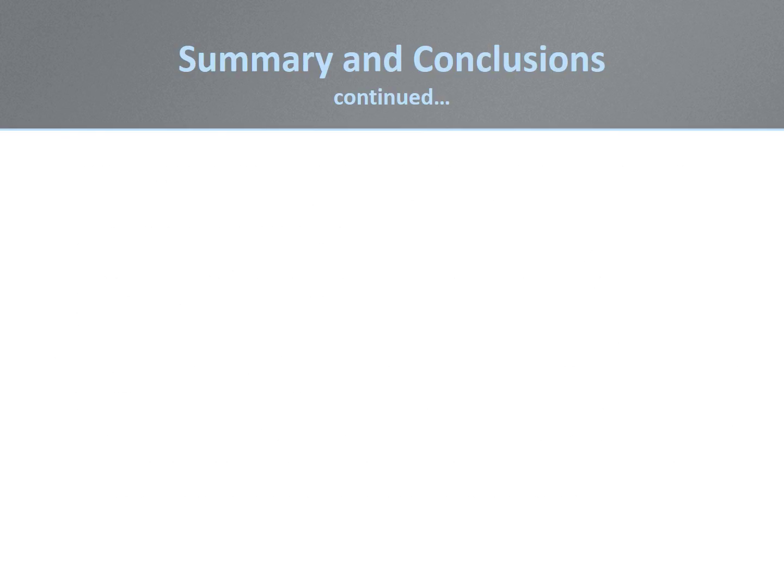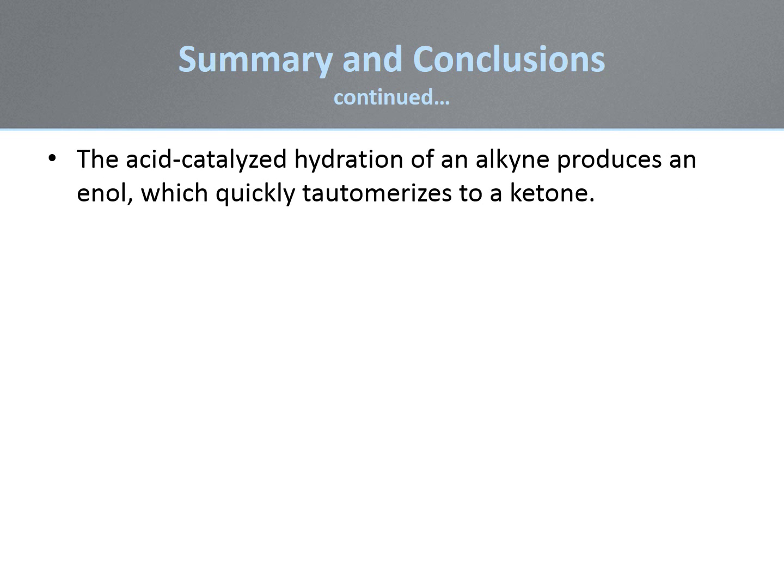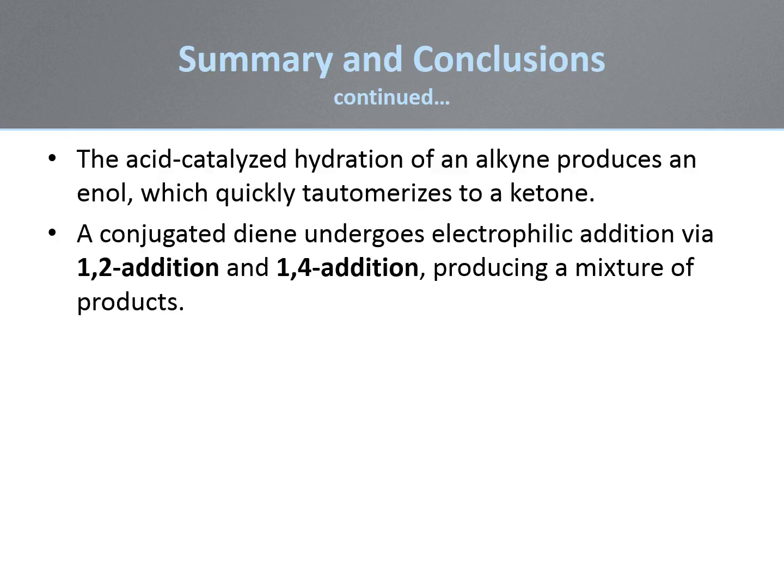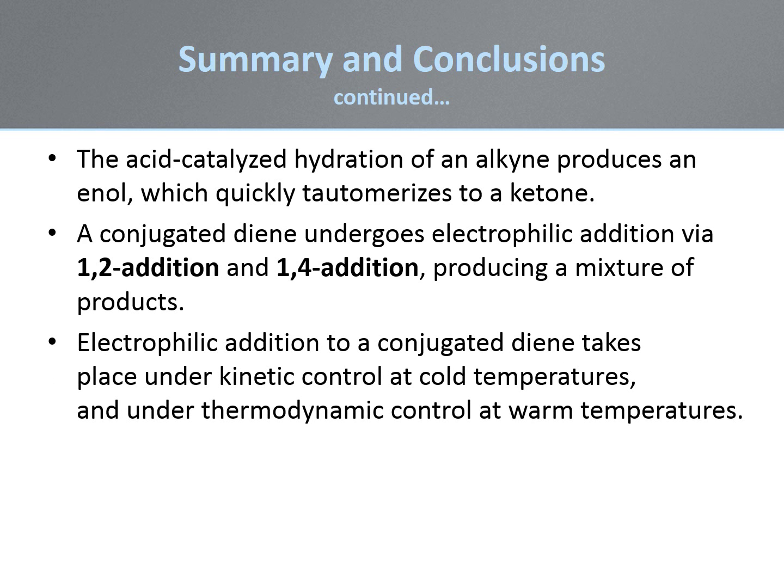Acid-catalyzed hydration of an alkyne leads to an enol. This type of alcohol rapidly tautomerizes to the more stable isomeric ketone. A conjugated diene undergoes electrophilic addition via competing 1,2 and 1,4 addition mechanisms, producing a mixture of products. 1,2 addition predominates at lower temperatures when the reaction is under kinetic control. Under higher temperatures, thermodynamic control is more likely, and 1,4 addition will produce the major product.